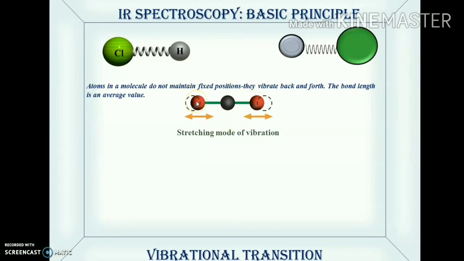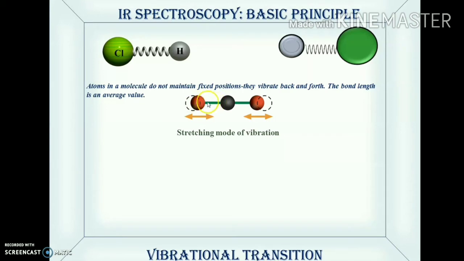wherein the red spheres represent the two atoms bonded to the central atom, shown with the dark gray colored sphere. And these atoms are bonded to the central atom by means of a chemical bond, which is represented by a solid green line over here. The double-headed arrow here depicts the direction of motion of the atoms. In other words, it depicts the direction of vibration of the atoms, wherein the atoms move to the right and then to the left, to the right, to the left.